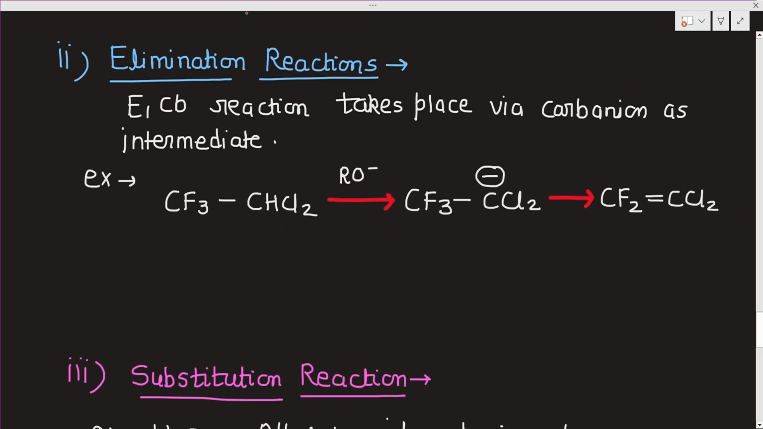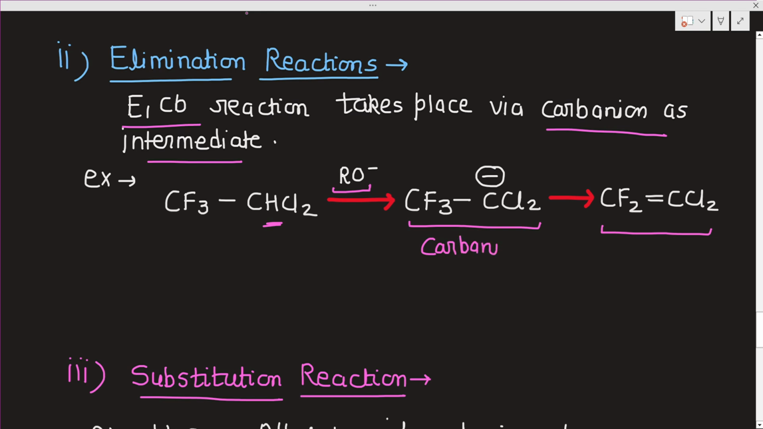The second reaction is elimination reaction. Even E1cB reaction takes place via carbanion formation as intermediate. See here what is happening. For example, CF3CHCl2. This is treated with OR minus. This is a nucleophile, this is coming. So you are getting CF3CCl2 minus. This is acting as a base and this is attracting the proton from here. You are getting CCl2 minus. Then again what is happening? This F will eliminate and you are getting CF2 double bond CCl2. So this is the carbanion that is formed here.